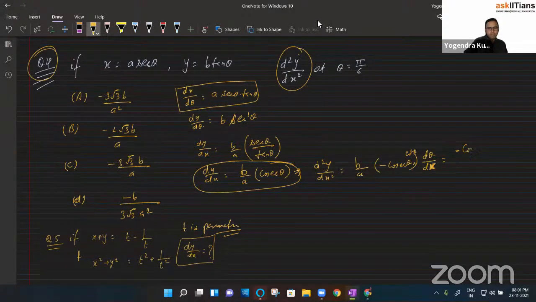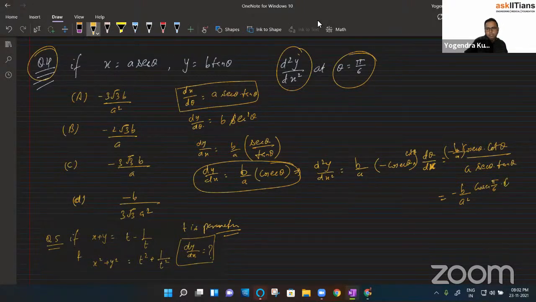So finally what we'll get? Cosec theta cot theta divided by what? A, and b by a was there. B by a secant theta tan theta. Now that's it, right? Why did I convert it into theta form? Because I need to substitute this. Now put that value. So minus b square, b by a square and cosec of pi by 6. I think we can cancel something or what? It is cot or tan. Yeah, it's fine. Okay, right. Tan I can write down, secant of pi by 6.